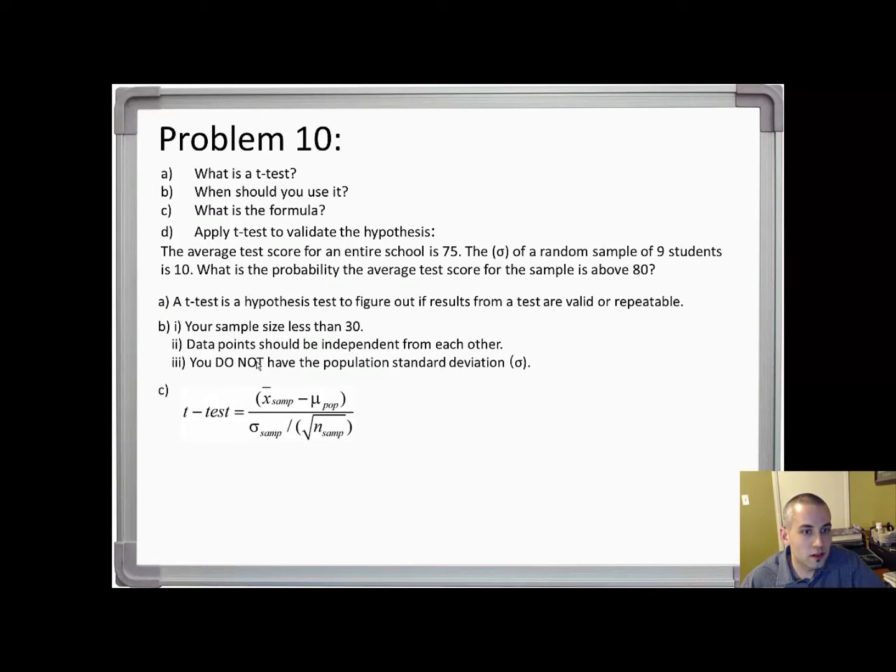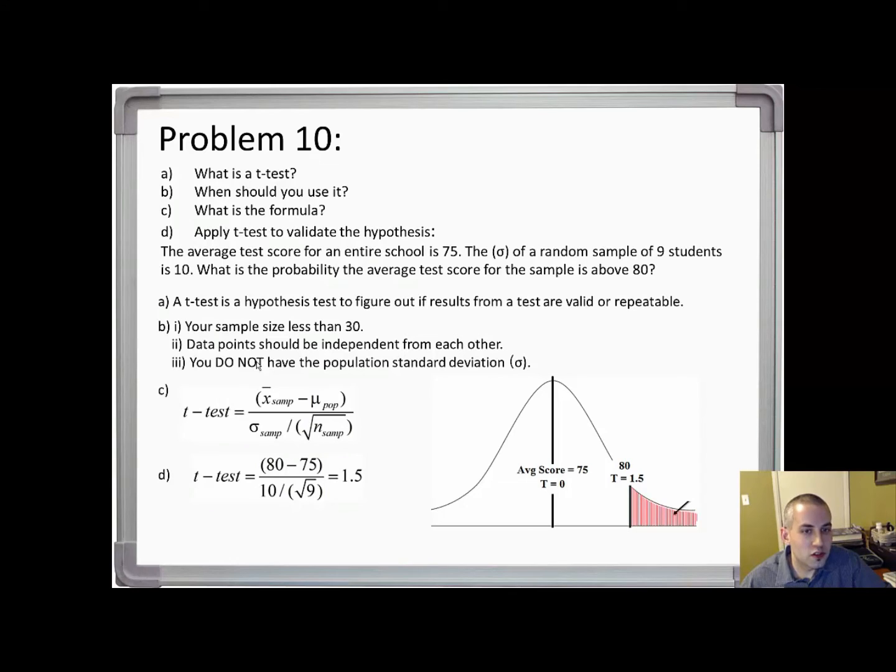What's the formula for t-test? I'll go ahead and show it with the values so that it's easier to distinguish. Let's read the example. The average test score for an entire school is 75. The standard deviation of a random sample, so this is not the standard deviation of a population sample, of 9 students is 10. So what is the probability the average test score for the sample is above 80? Notice in this question, we are going to be calculating a t-test, but it's a different example. We're going to be using that t-test value to calculate a probability, which is also known as a p-value.